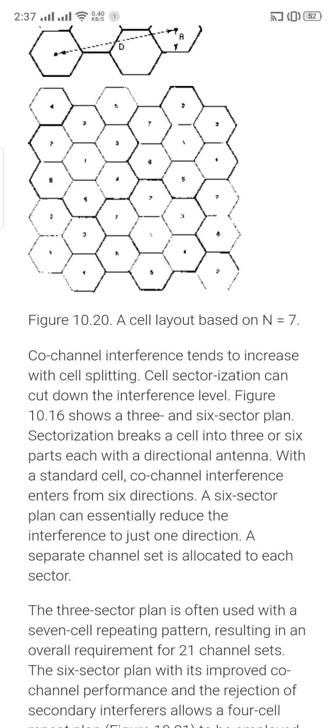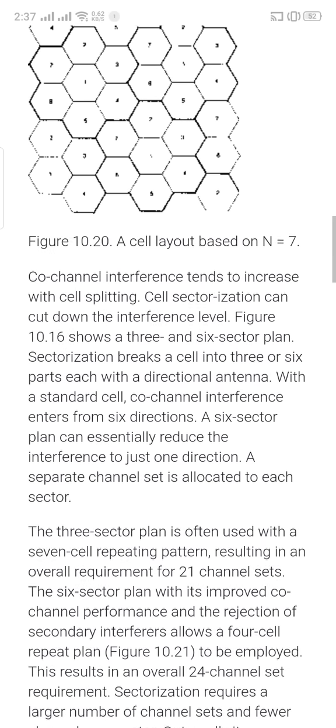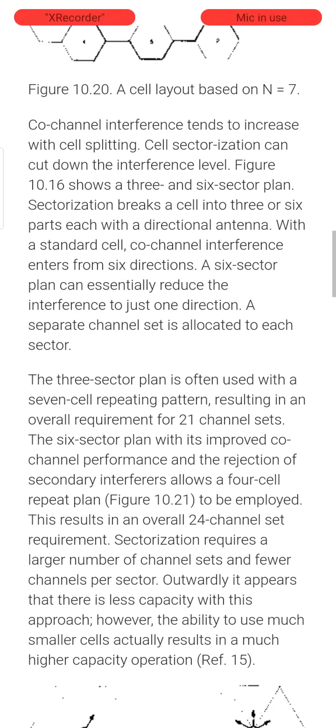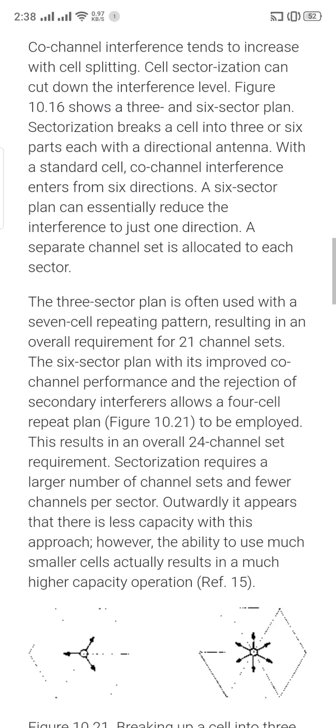Figure 10.16 shows a 3 and 6 sector plan. The 3 sector plan is often used with a 7 cell repeating pattern, resulting in an overall requirement for 21 channel sets. Sectorization requires a larger number of channel sets and fewer channels per sector. Outwardly, it appears that there is less capacity with this approach. However, the spectrum is better utilized.